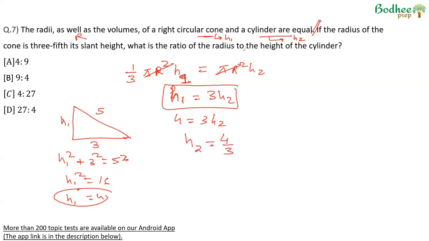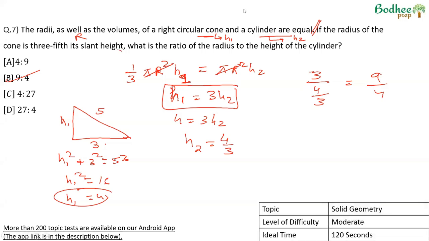What is the ratio of the radius to the height of the cylinder? Radius is 3. The radius will be the same as the cone's, which is 3. The height of the cylinder is 4 by 3, and therefore the required ratio will be 3 into 3 by 4, 9 by 4, which becomes our answer, option D. Moderate question, the reading is important. Solving time should not be more than about 1.5 to 2 minutes.